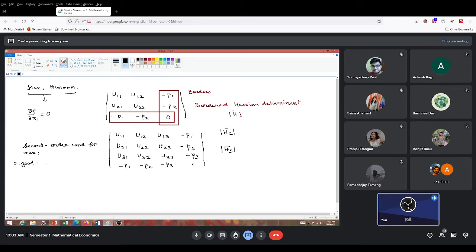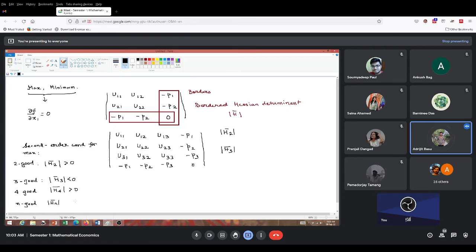Suppose we have a two commodity world. H2 will be positive. If it is a three commodity world, this will be negative. If it is a four commodity world, positive. And if it is an n commodity world, it depends on the value of n. If it is even, then it is greater than zero, and if it's odd, then negative.